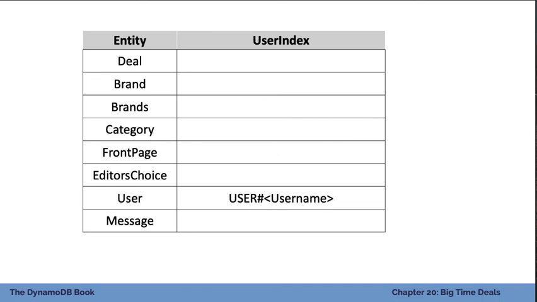Finally, we have that user index where it's just going to be the user that has that user hash username attribute. We're going to project all those users into that index so we can scan those quickly and send messages to all the users as we need them.